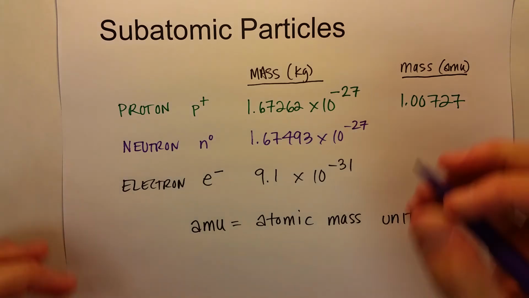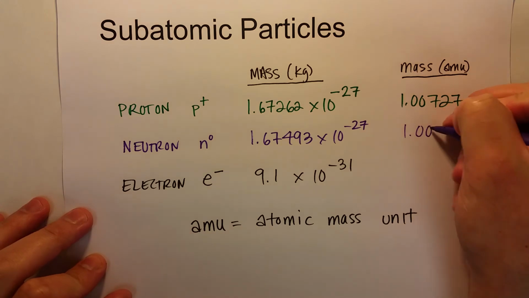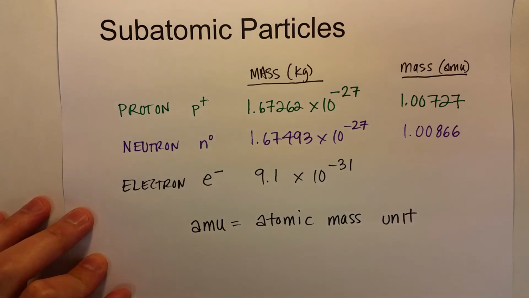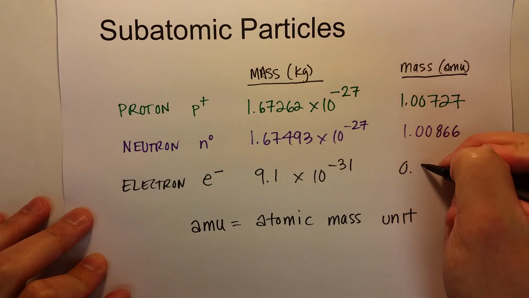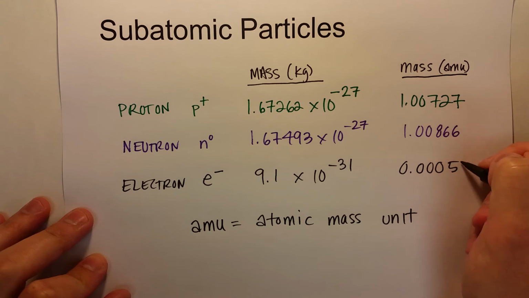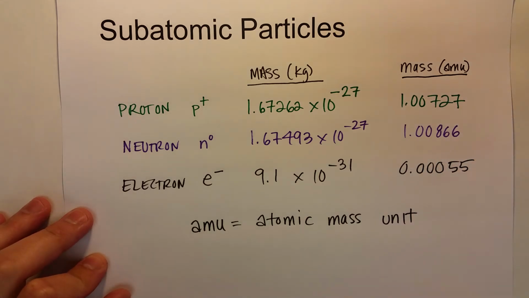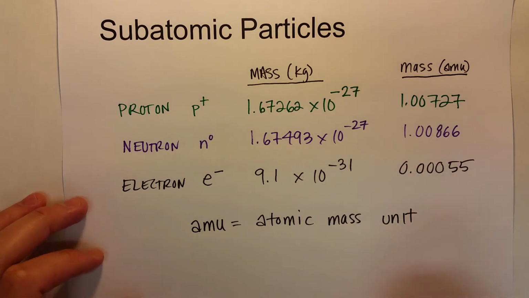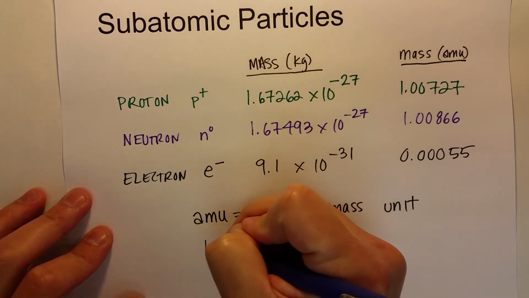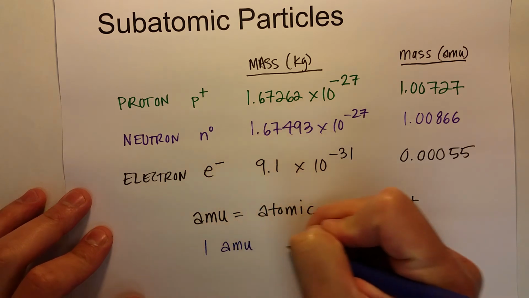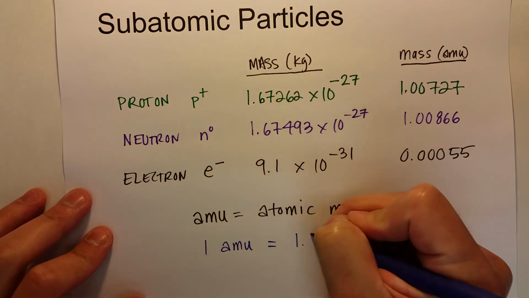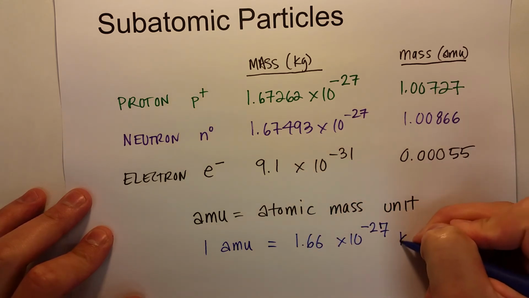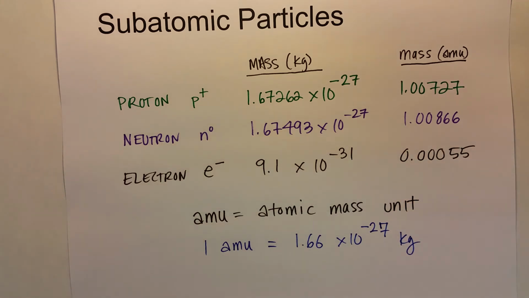The neutron, because it's a little bit more massive, comes in at 1.00866, and the electron comes in at 0.00055. Now, at some point in time, we might want to convert between kilograms and AMU, so we can look up the equality for that. And the equality is 1 AMU being equal to 1.66 times 10 to the negative 27th kilograms.